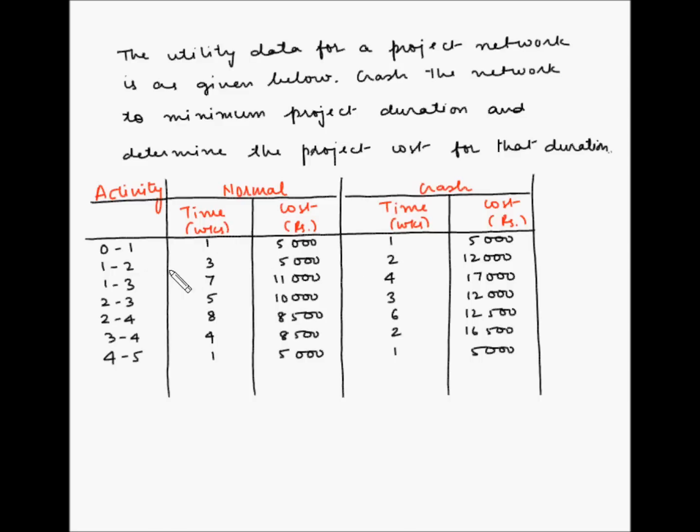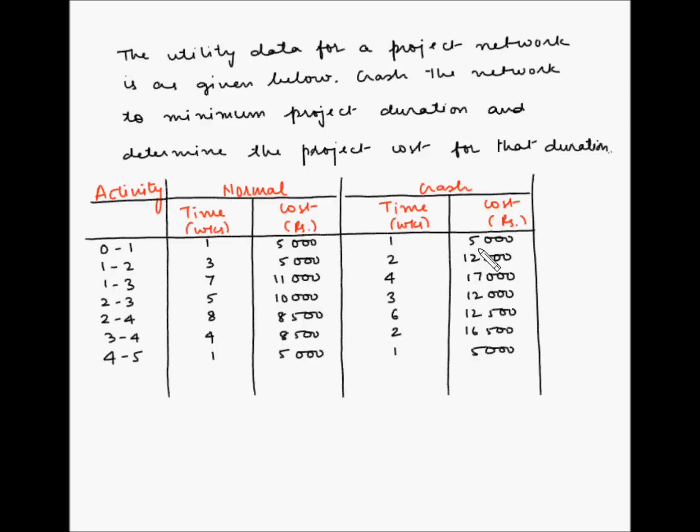For the second activity, the normal time is 3 weeks, whereas the crash time is 2 weeks. So the shortest duration for completing activity 1-2 is 2 weeks. For 1-3, the normal time is 7 weeks, while the crash time is 4 weeks. Now for crashing, of course, we have to either deploy additional resources or have people do the overtime. So it brings additional cost with it.